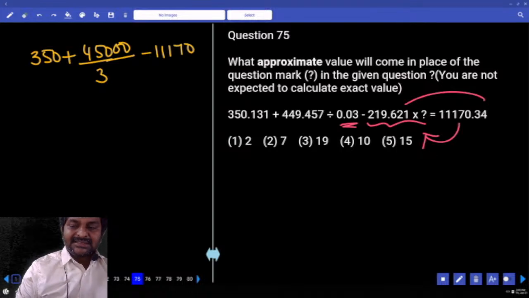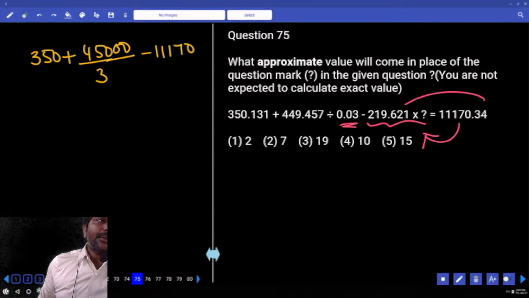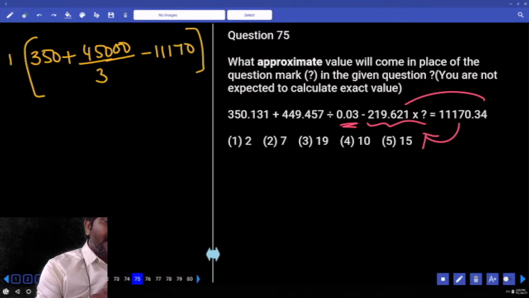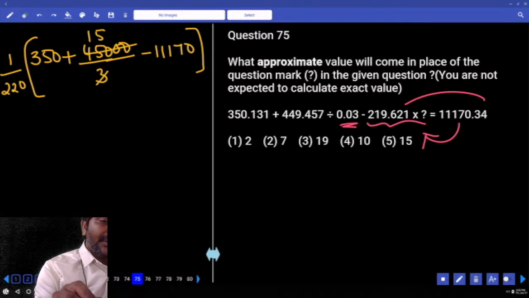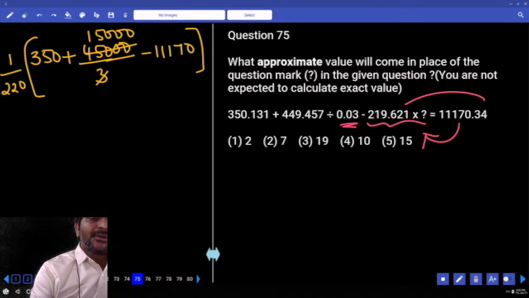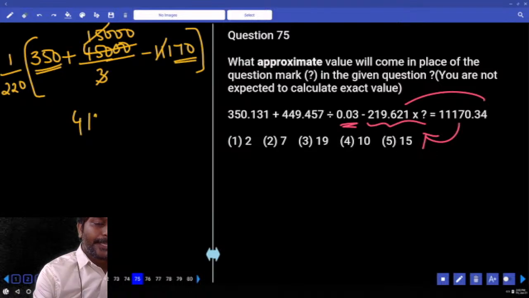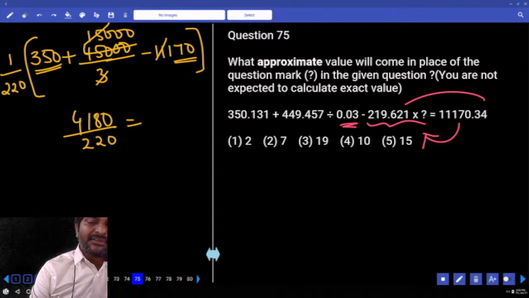And this entire number is equal to 220 into x. Then x is equal to this number divided by 220. That I am writing here. 3 how many times? 15,000 times. Correct. 15,350. 15,000 minus 11,000, 4,000. 350 minus 170. Divided by 220. This is what we want.